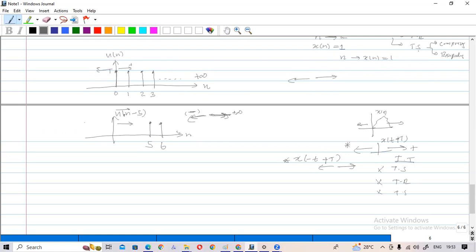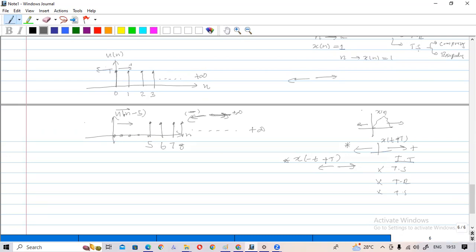Your second sample is shifted by 5, that means it is at 7. Your third sample is also shifted by 5, so now it is at 8. Others are like this, up to plus infinity. Now this is u[n] and this is u[n minus 5]. So you have this one.